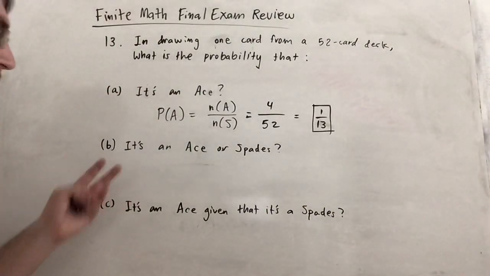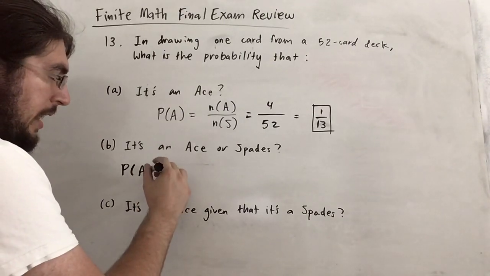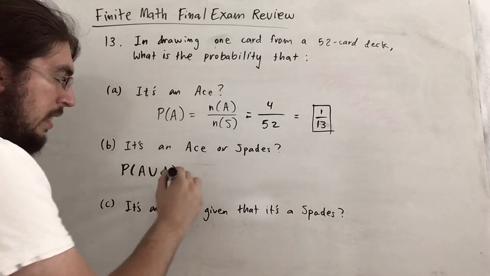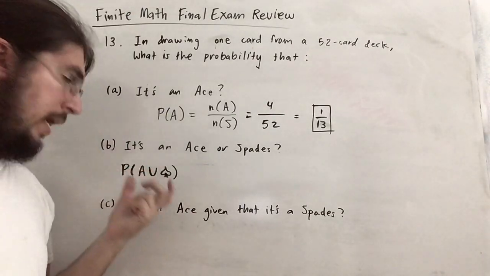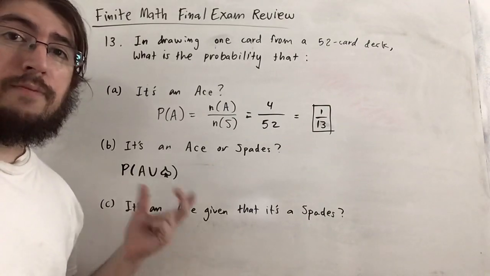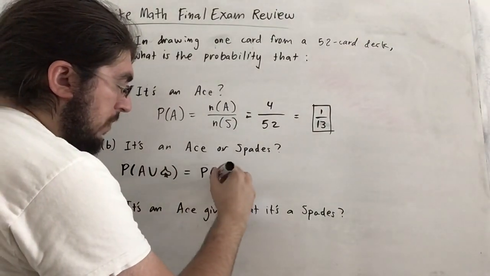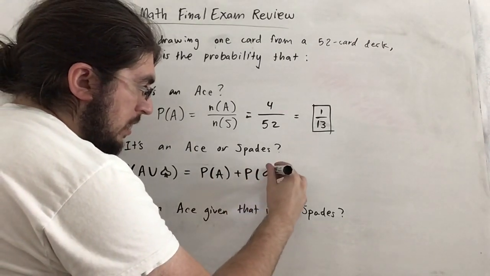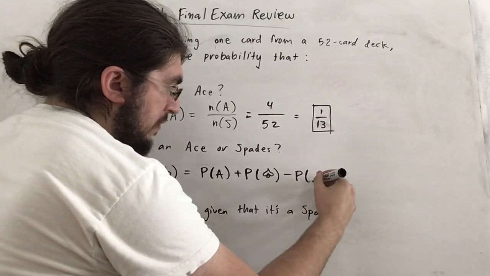Now what about B? So B is a little different. Here we're asked to find the probability that it's an ace or it's a spades. Now if we recall the formula we actually saw for union, probability of union of 2 sets, this is actually equal to the probability of one set plus the probability of the other set minus what? Minus the probability of their intersection.